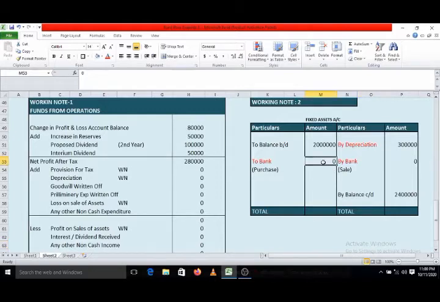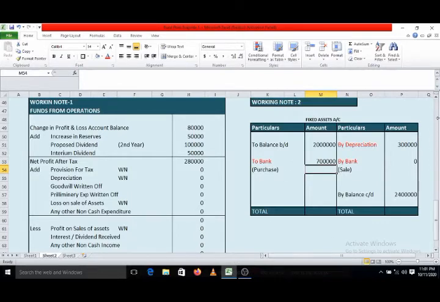Fixed asset account debit to bank or cash account. So it will appear on the fixed asset account debit side, 7 lakhs to bank and cash. In addition to this, what else do we know about the fixed asset? Nothing. Because we know the opening balance, we know the closing balance, we know the amount of depreciation, and we know here the amount of new asset purchased.